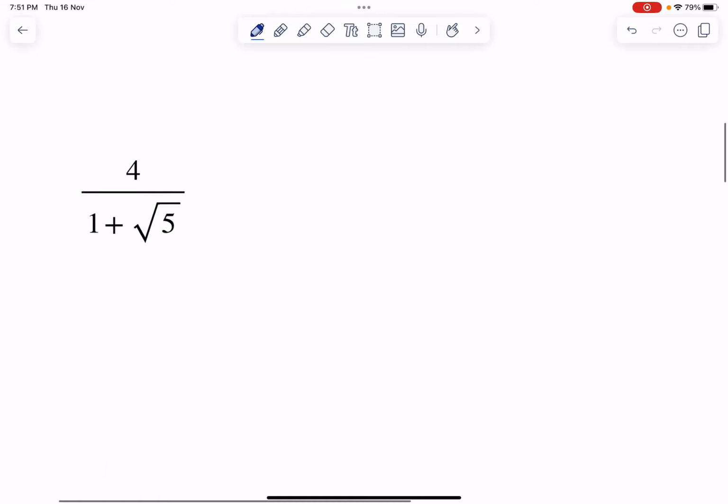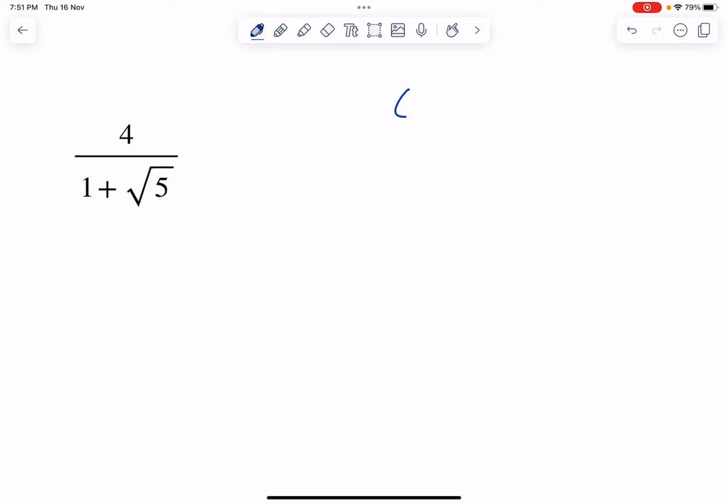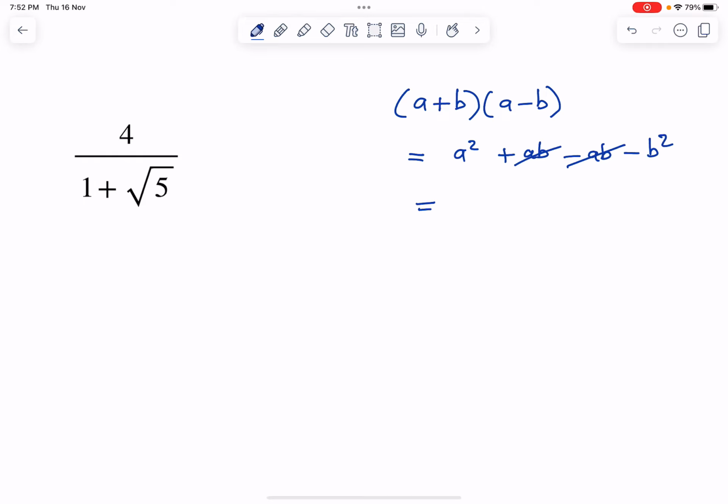What happens if there is addition or subtraction on the denominator? So we are going to use the property of difference of two squares. Do you remember when we did algebra, when we have a plus b in the bracket multiplied by a minus b, we will have a squared plus ab minus ab and then minus b squared, and in that case we only have a squared minus b squared in the end. So now we are going to take this as a helper for us.